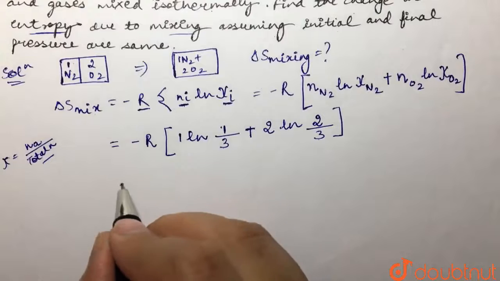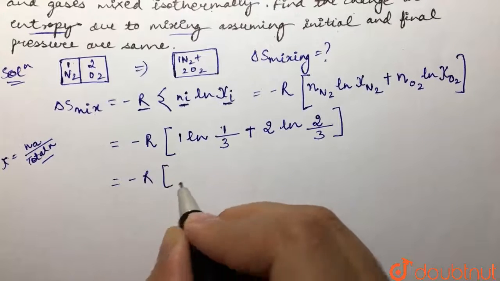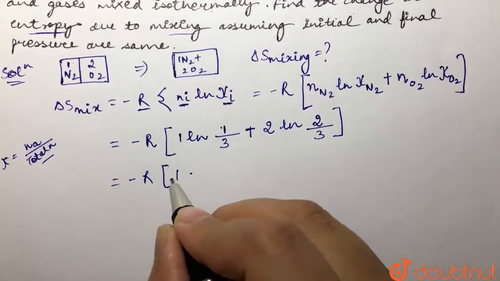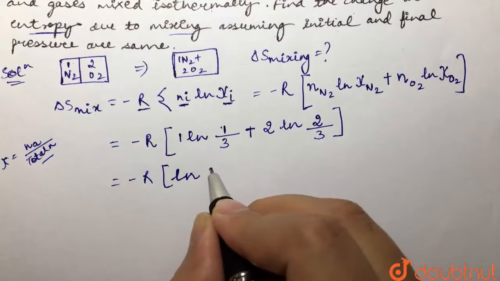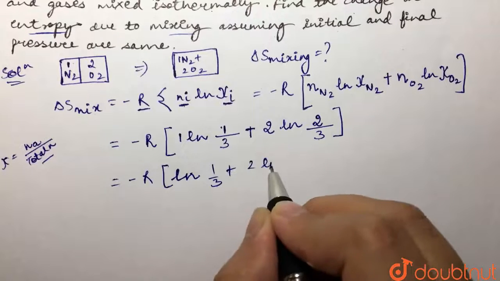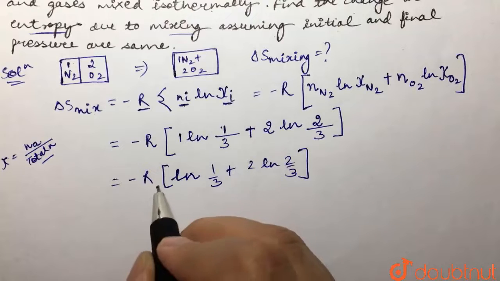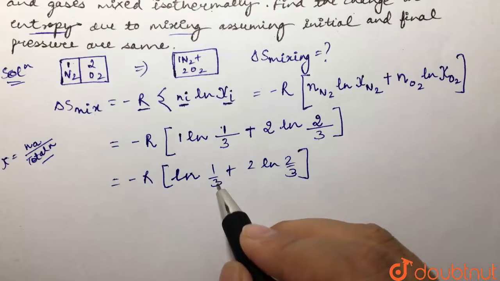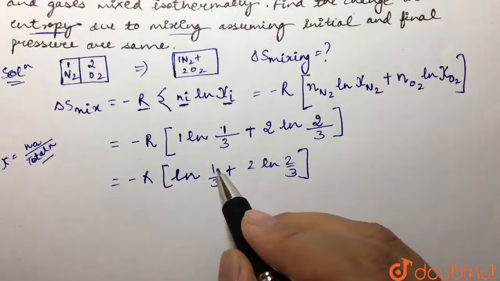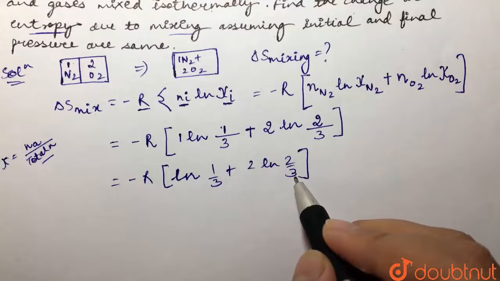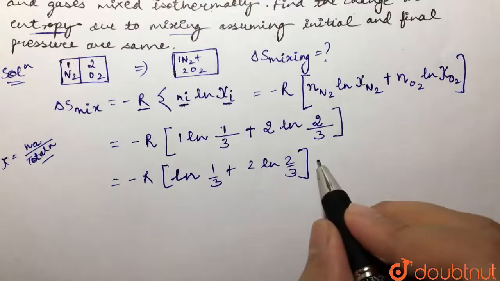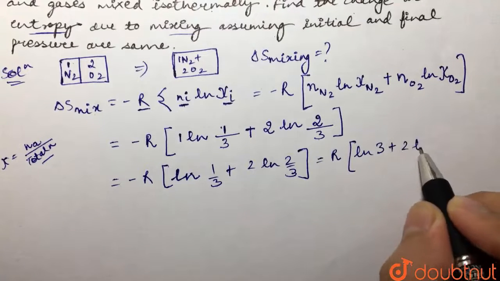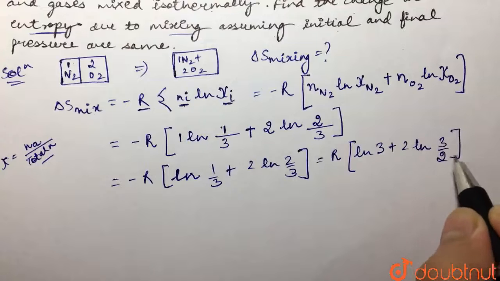So now this would be minus R, then we have 1 ln 1 by 3, right? So this would become ln 1 by 3 plus we have 2 ln 2 by 3, right? Now how can we remove this negative sign? By inverting this, the denominator would go to the numerator and the numerator would go to the denominator, and hence we can remove this negative sign. So it would become R into ln 3 plus 2 into ln 3 by 2, right?